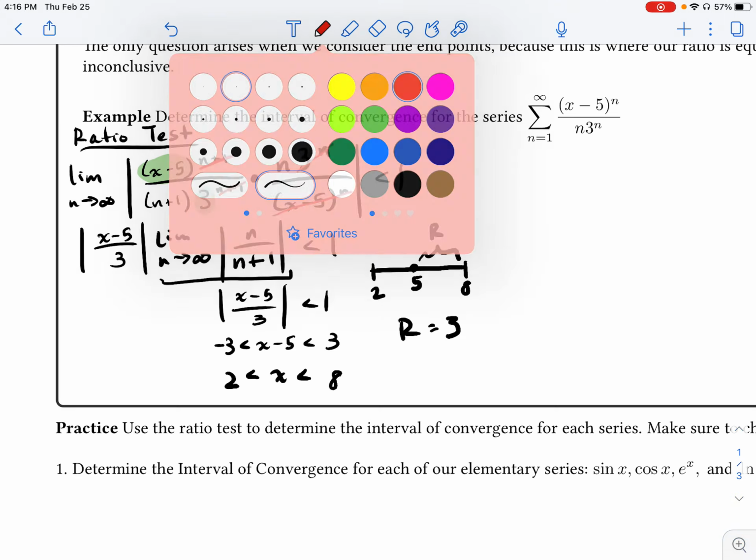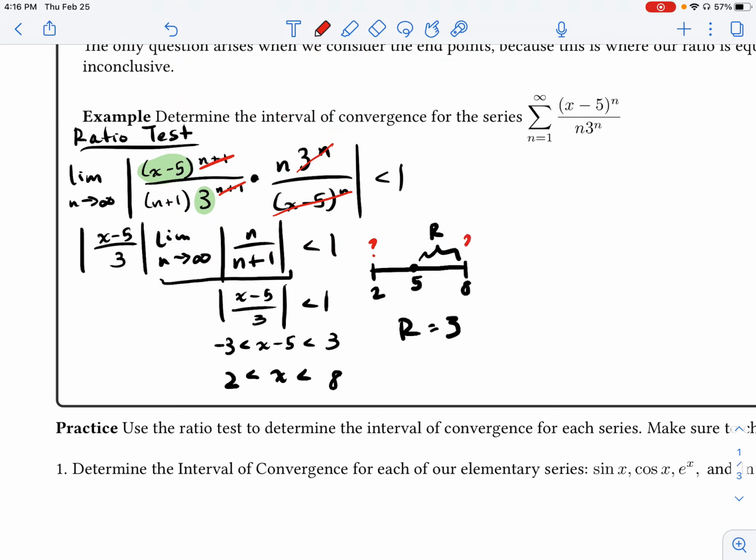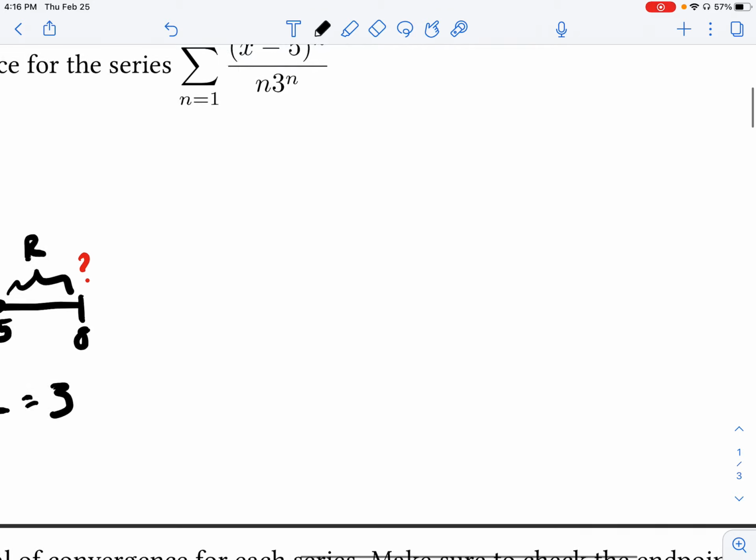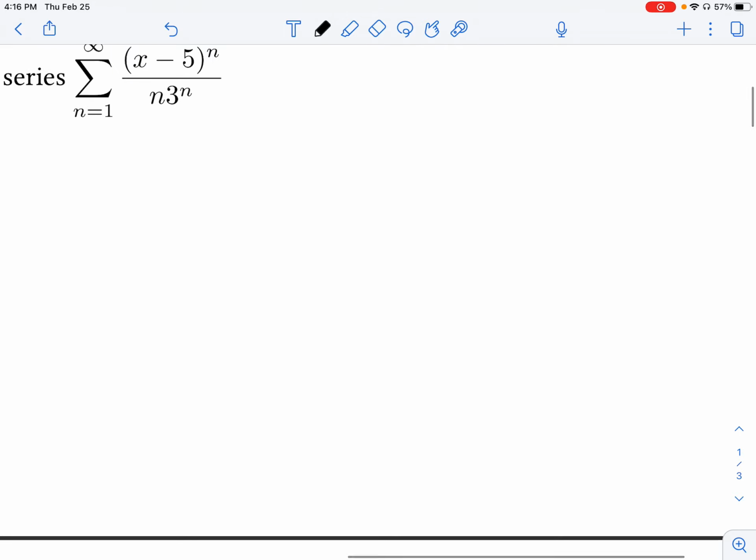Now, what we don't know just yet is what's happening at 2 and at 8. Is my series converging at these endpoints? So that's the second part of this. So now we're going to move on to that part. So let me go ahead and write some space there. So let's check our endpoints.